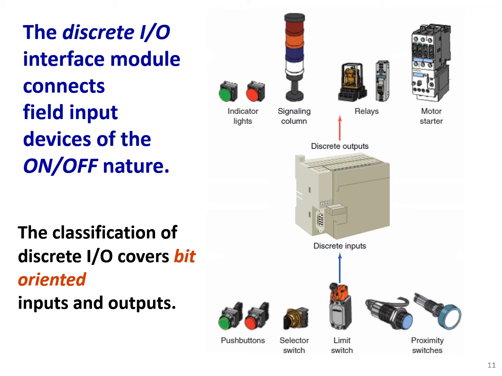So you see that we have this PLC and we have some discrete inputs and outputs. For example, input examples are push buttons, selector switches, limit switches, and proximity sensors. By nature, they could either just send 0 or 1 to the PLC. And for the output, we have indicator lights, signaling columns, relays, and motor starters.